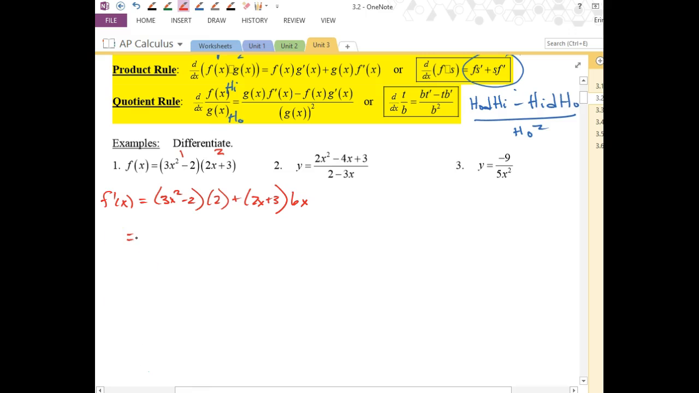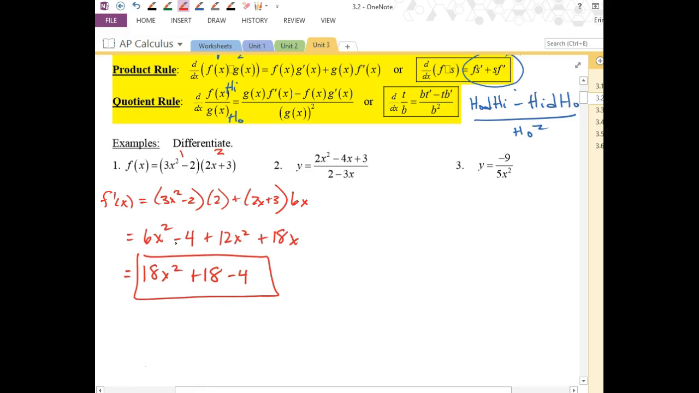Okay, and then I just simplify that. I'm going to distribute the 2 through on the first quantity, so I get 6x squared minus 4, and then distribute the 6x through the second quantity and get 12x squared plus 18x. For our like terms, how many x squareds do we have? 18x squareds. We have 18x's and minus 4. Okay, so that is it. That's pretty easy.